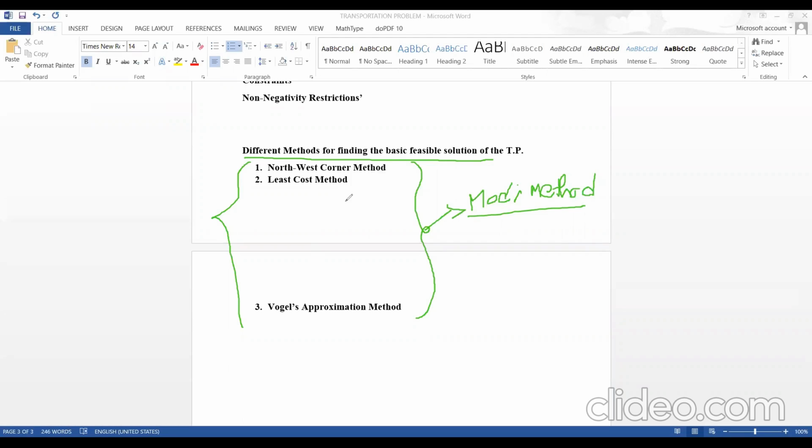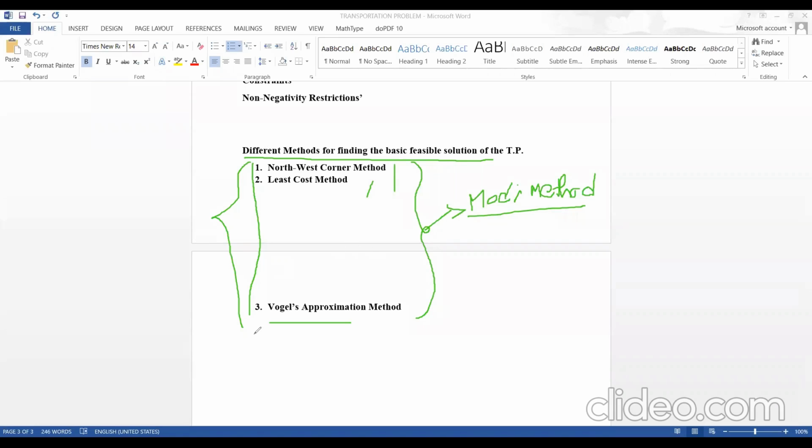Is that clear? So again, I will take one example and I will solve the same problem with all these three methods in the next class. Then you will be able to find out what differences you are getting. Just for your understanding, out of these three methods, Vogel's approximation method gives the better result in comparison to your northwest corner method and least cost method.